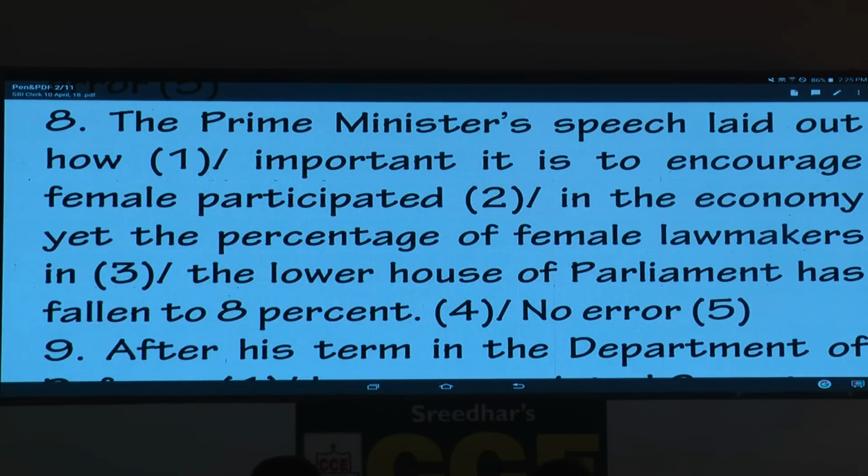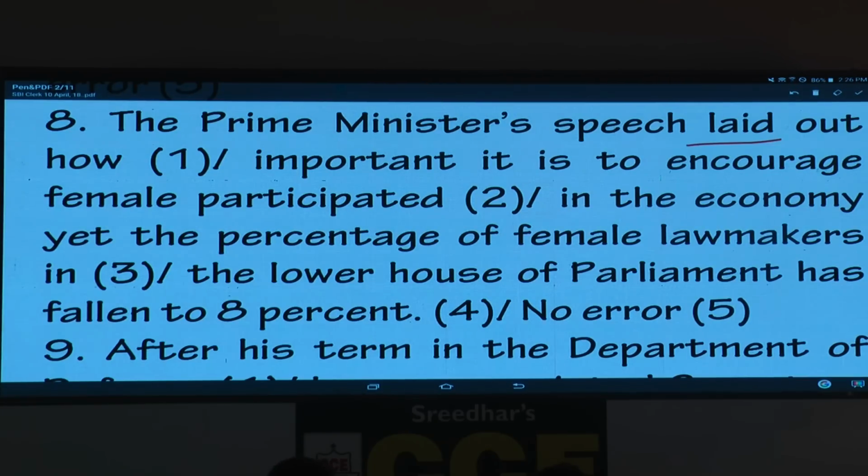Question number 8. The Prime Minister's speech laid out. Please underline the verb. What is the actual verb here? L-A-Y, lay. Lay has two different meanings. One is to put down: she laid the bag on the table yesterday, put down the bag. What is the second one? To establish rules and regulations. Generally it goes with talking about rules and regulations. The Prime Minister's speech laid out how important it is to encourage female.